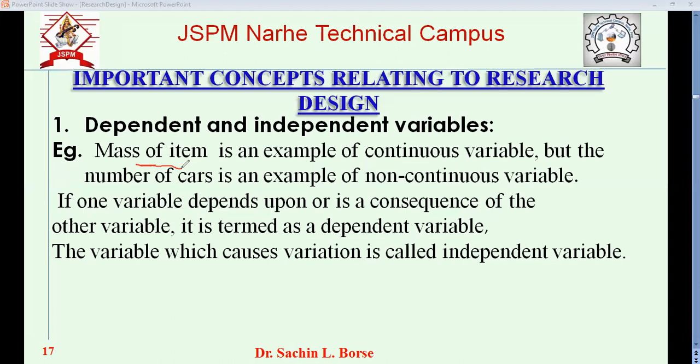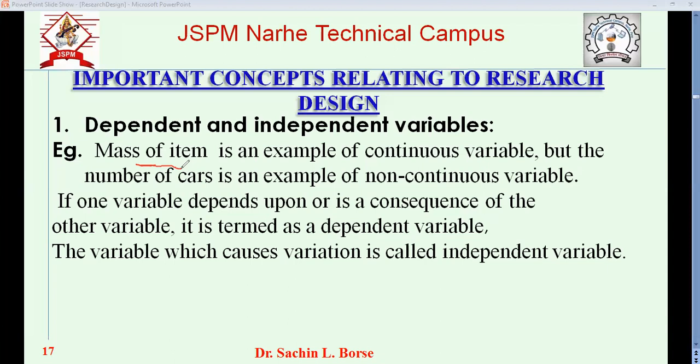Like the number of children. You can have one child, 2, 3, like this, but it cannot be 1.5. So that is called a discrete variable. Yes, it is called a non-continuous or discrete variable.